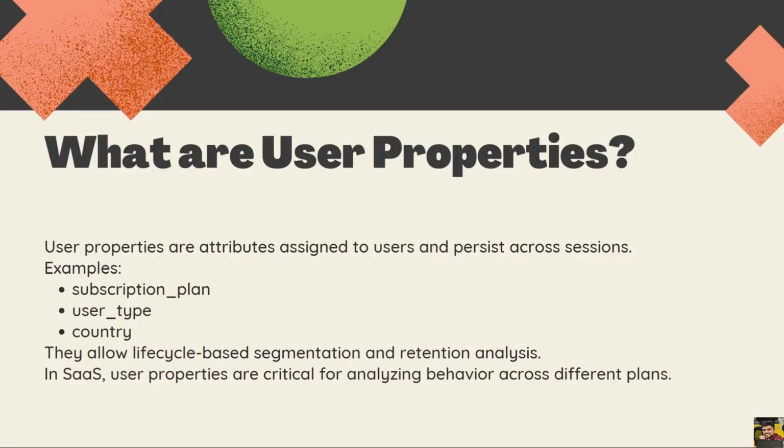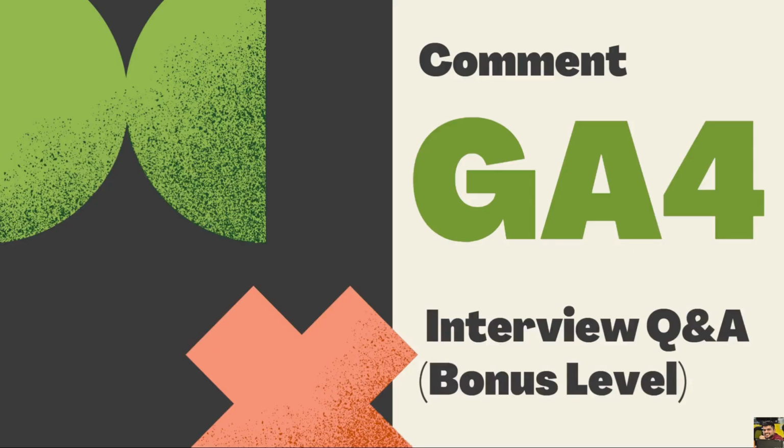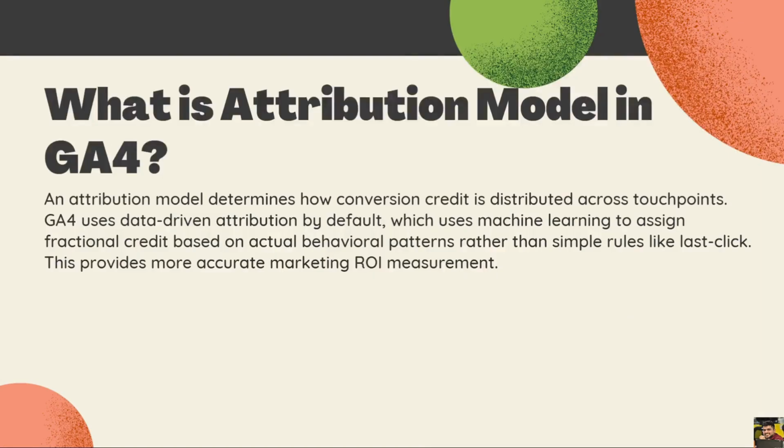What are user properties? User properties are attributes assigned to users and persist across sessions. Examples, subscription plan, user type, and country. They allow lifecycle-based segmentation and retention analysis. In SaaS, user properties are critical for analyzing behavior across different platforms and plans. Comment on GA4 for bonus level questions.